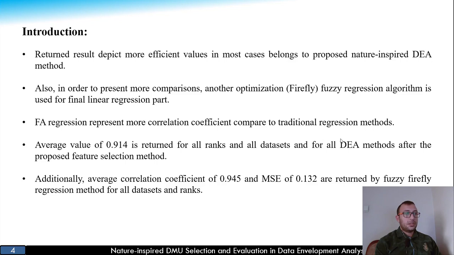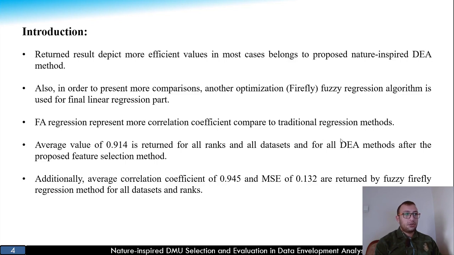Also, in order to present more comparisons, another optimization, the Firefly algorithm with fuzzy regression, is used for the final linear regression part. If a regression represents a higher correlation coefficient compared to traditional regression methods, an average value of 0.914 is returned for all ranks, all databases and all DEA methods after the proposed feature selection method.